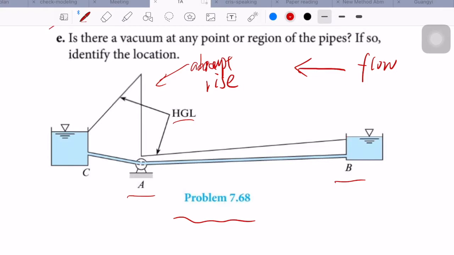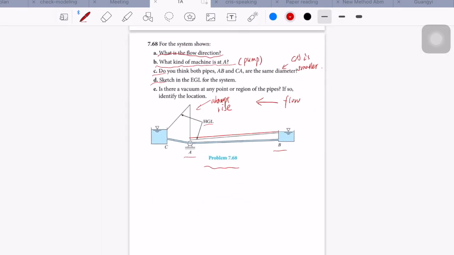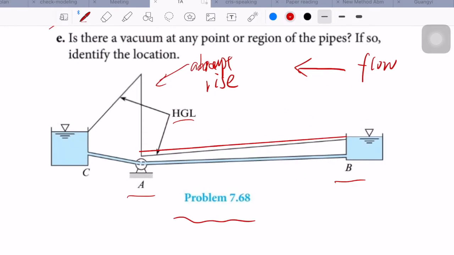So from these points, and it drops to the surface of the reservoir.